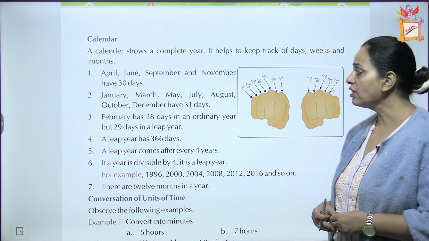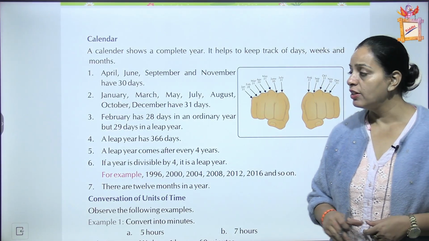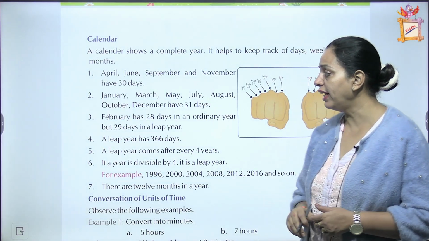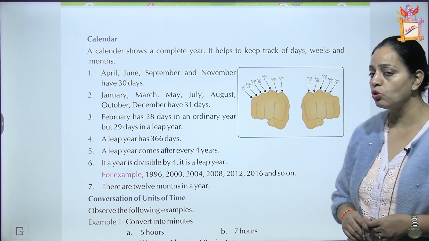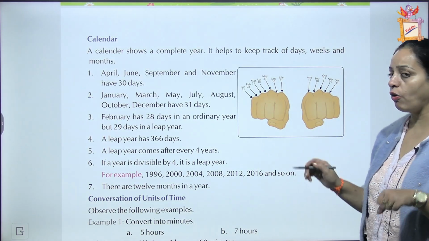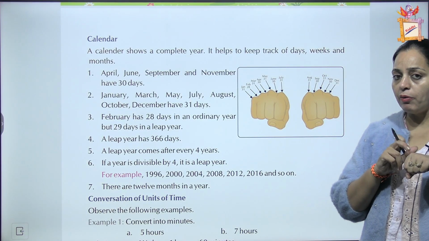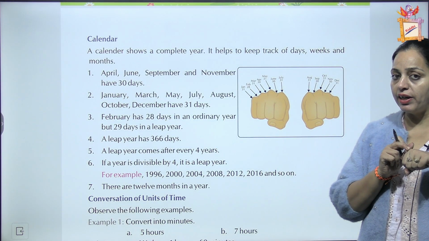So the first one, April, June, September and November have 30 days. So these months have 30 days, and January, March, May, July, August, October, December have 31 days. So you can see your fist like this. The upper one, this is like we are starting from January, so 31 days.